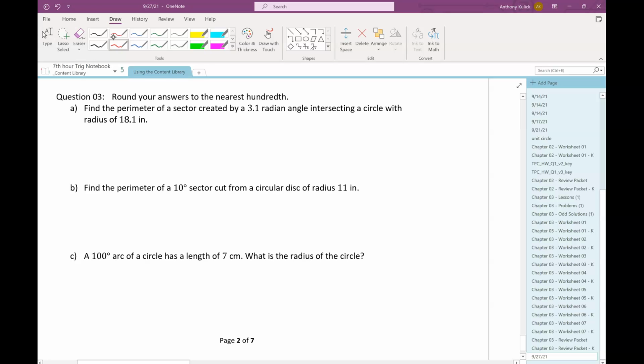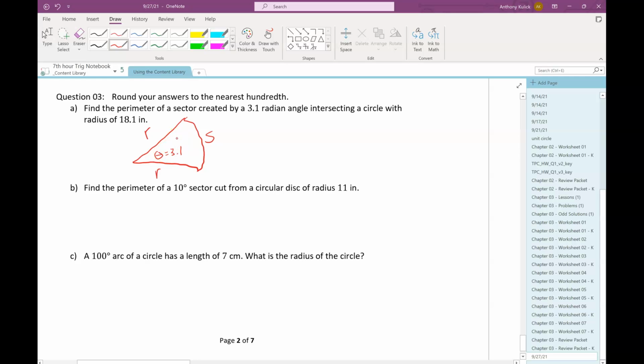So I'm going to just kind of start with a picture. So it says, find the perimeter of a sector. So a sector is like a slice of pizza. So it's going to look like that. And the parts of our sector are R, that's a theta, and that's an S. Because a sector is just like a slice out of a circle, right? Like a slice of pizza is a cut out of a circle. Same idea here. It says the sector is created by a 3.1 radian angle.